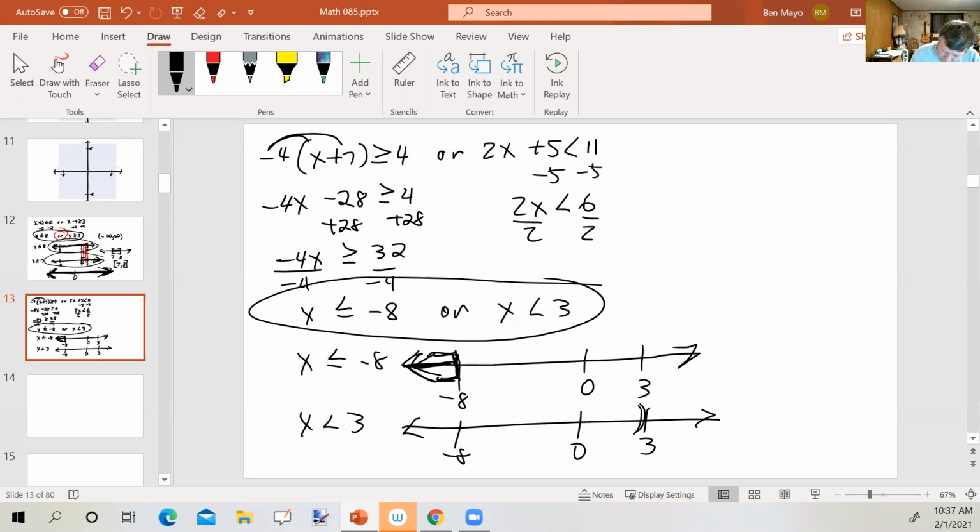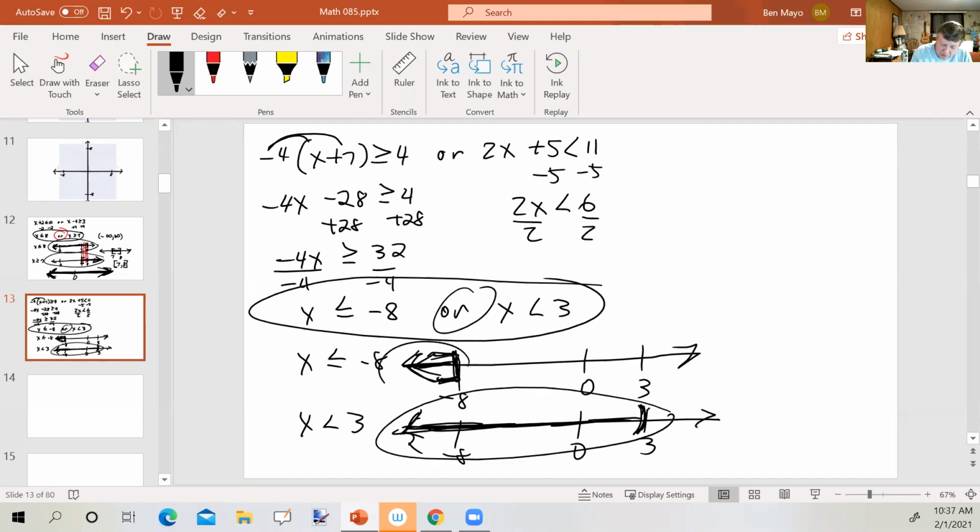That would look like that. So the top one includes -8, but everything to the left. The bottom one doesn't include 3, but everything to the left. It's "or," so it's a union. Well, if we put these together, this bottom one includes everything that's in the top one. So the solution would be the bottom one.